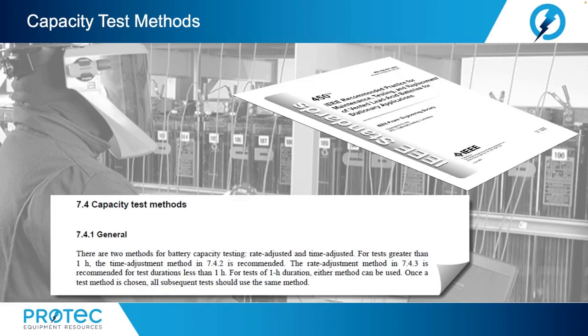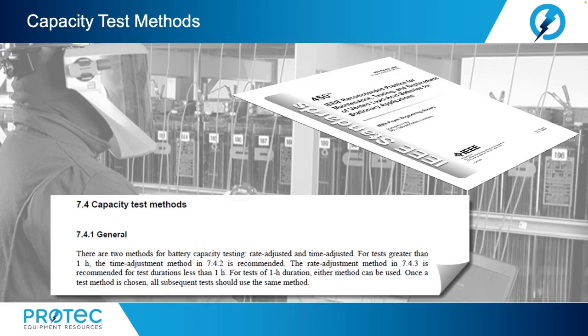Now, let's talk about capacity test methods. There are two methods for battery capacity testing that are recognized in the IEEE 450 and the IEEE 1188 standards. They are known as the rate-adjusted method and the time-adjusted method.